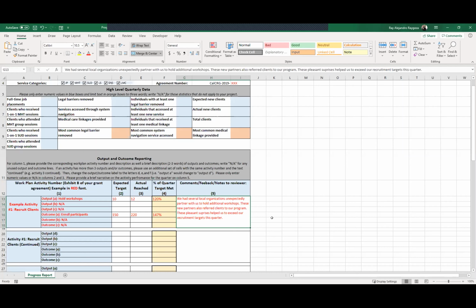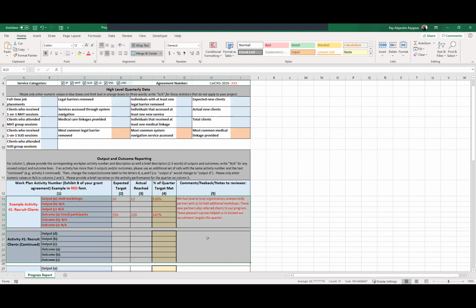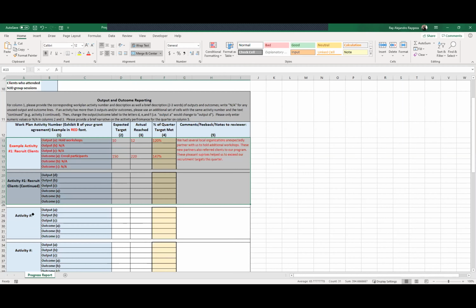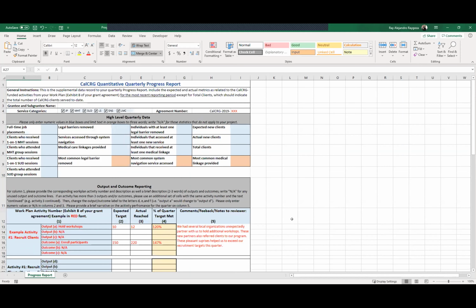All right. After you're done with one activity, so in this case, we're doing activity 1, you will repeat the same steps for all the other activity numbers that pertain to that specific order. And this concludes this portion of the quantitative report.